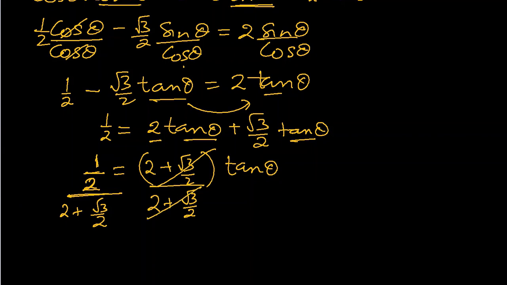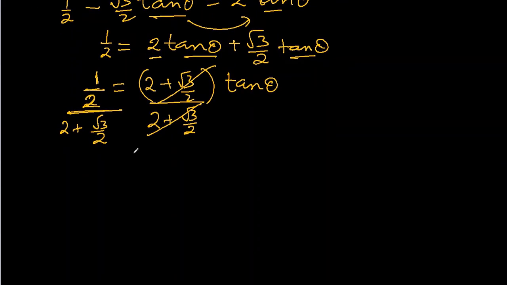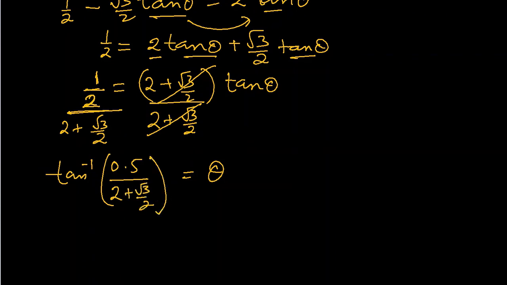So because these days calculators do everything, theta will be equal to tan inverse. If you want to convert half into 0.5, that's fine, no problem. It will be easy to put in our calculators. Square root 3 over 2, done.